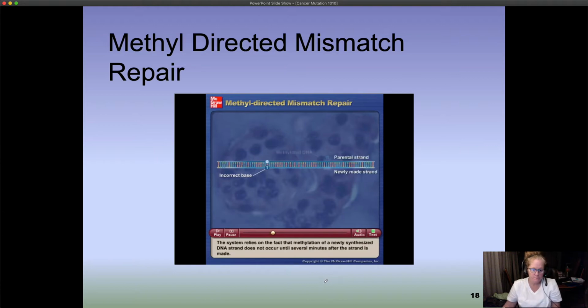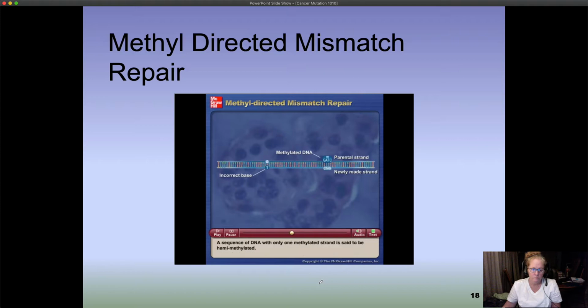The system relies on the fact that methylation of a newly synthesized DNA strand does not occur until several minutes after the strand is made. This provides a window of time during which the newly synthesized daughter strand in a DNA double helix can be distinguished from the parental strand, which is already methylated.